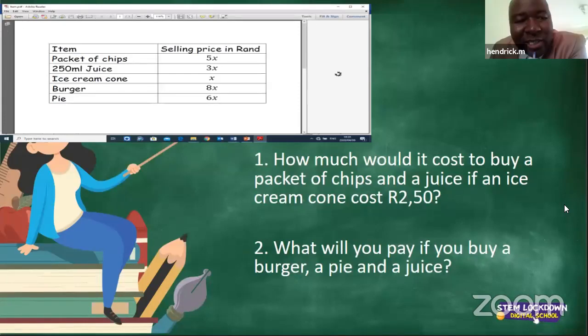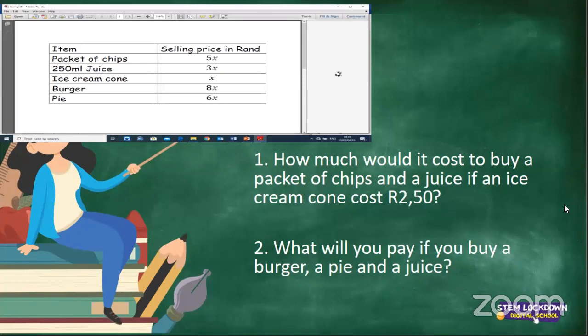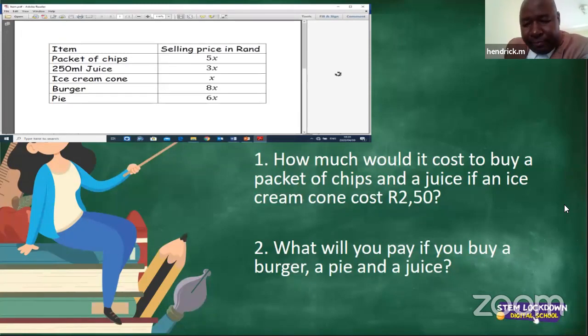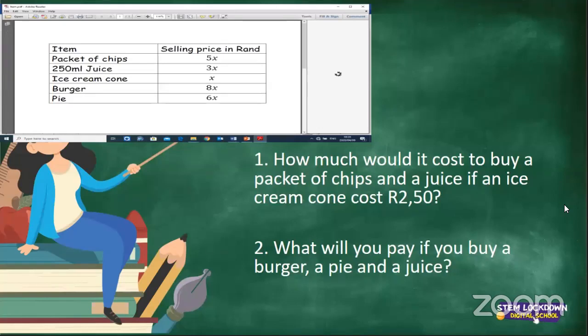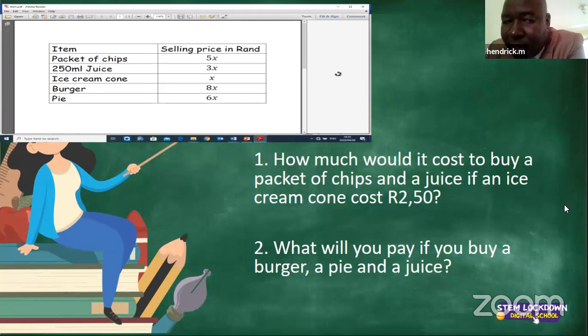Okay. Whilst you are still there, Lerato, are you buying only a burger and an ice cream? Only a burger. Sir, I think it's 20 rand. How did you find the 20 rands? I said 8 multiplied by 2.5, and it gave me 20 rands. And what does it give you? It's 20 rands, right? Yes, sir.